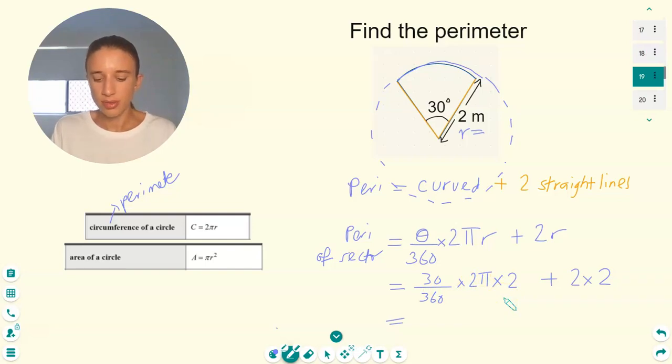So 30 divided by 360 times 2 pi times 2 plus 2 times 2, which is 4. So the perimeter of this sector ends up being, to 2 decimal places, 5.05. And if we think about the perimeter, the units should be meters. It's a distance. You're walking around the outside of this little pizza piece.